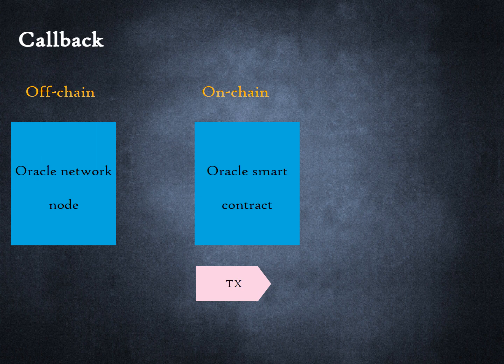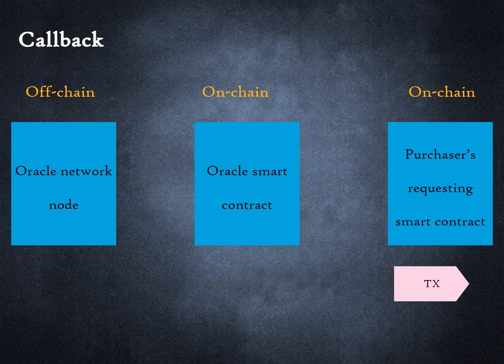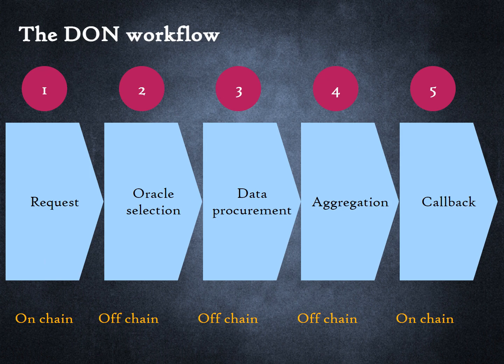Once the Oracle smart contract is updated with the requested data, it sends the data via transaction to the purchaser's requesting smart contract. On receipt of this data, the purchaser's smart contract can execute its designed function, which could range from valuation of collateral to determining the winner of a bet on an election result. We can now see how a decentralized Oracle network divides the workflow into on-chain and off-chain components to minimize gas fees. Only the first and the last step occur on-chain.